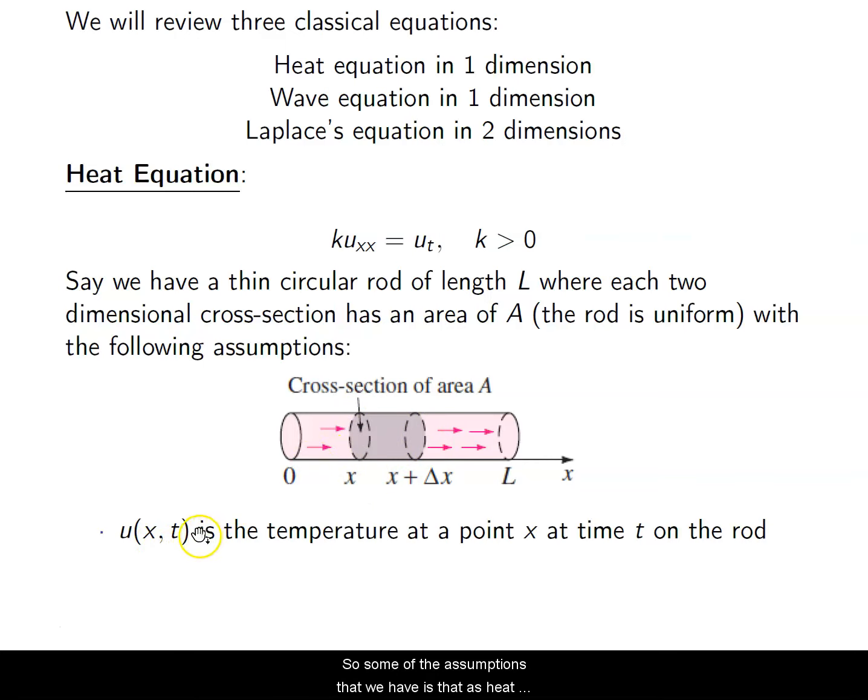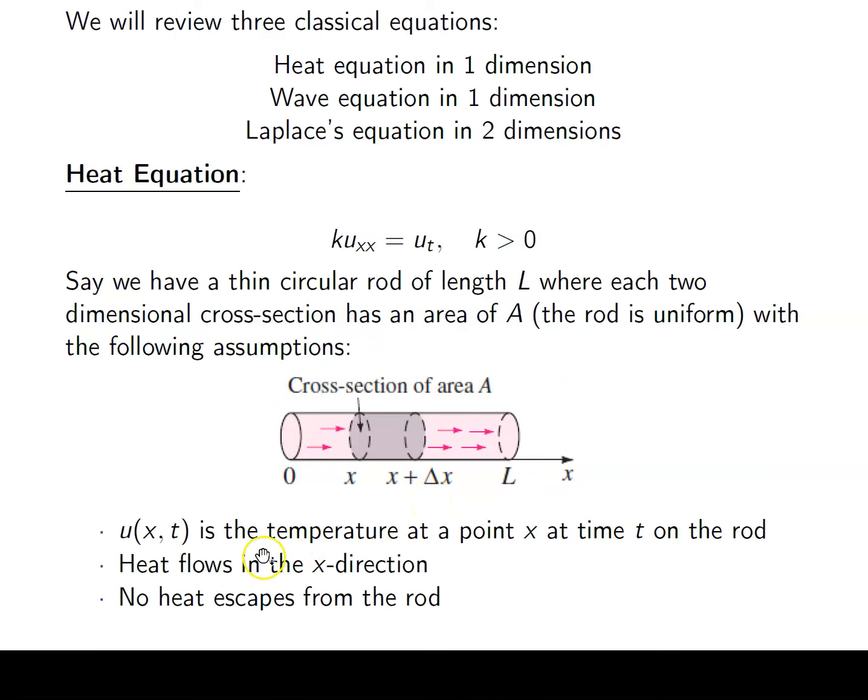Some of the assumptions that we have: heat flows through this rod at time t along a position x away from 0, and u is the function that models that. We say heat flows only in one direction. Again, there's no y value here. We're not talking about its height or anything along those lines. We're only modeling heat as it flows in this direction.